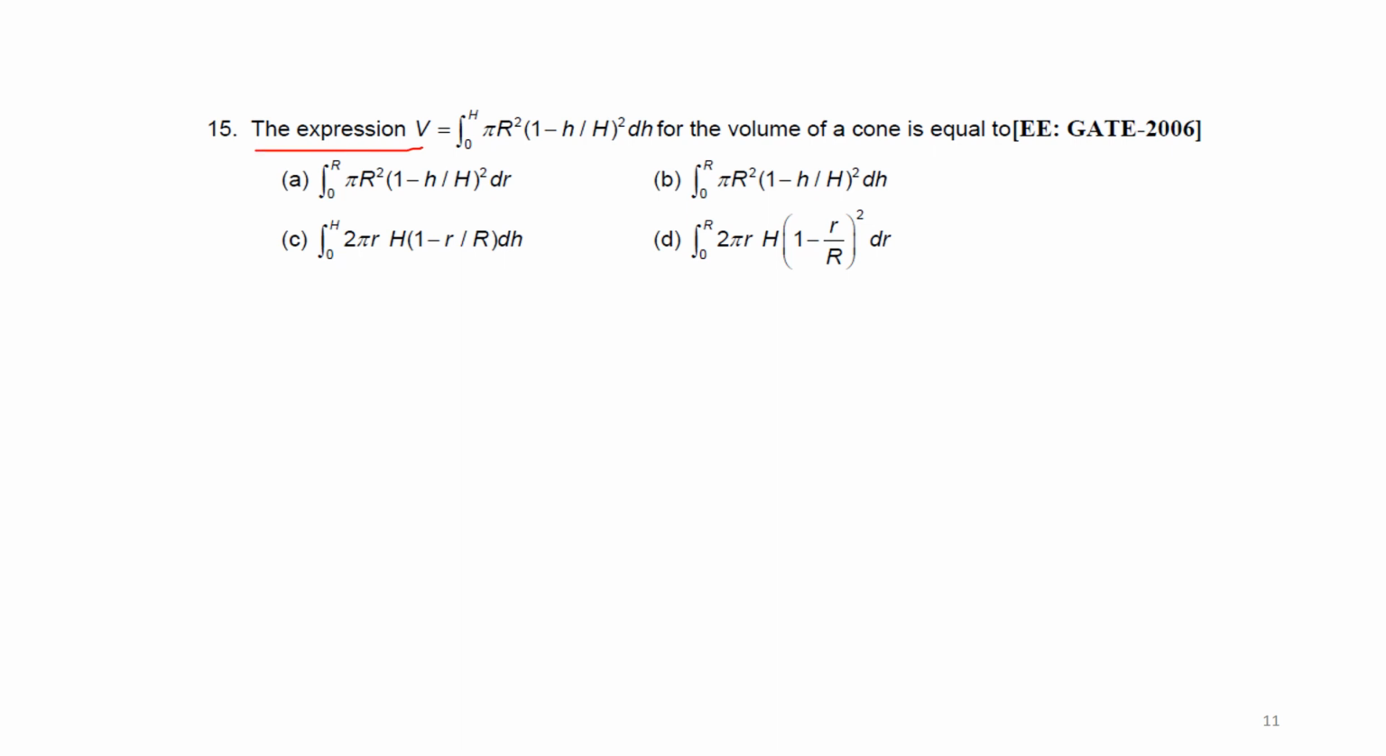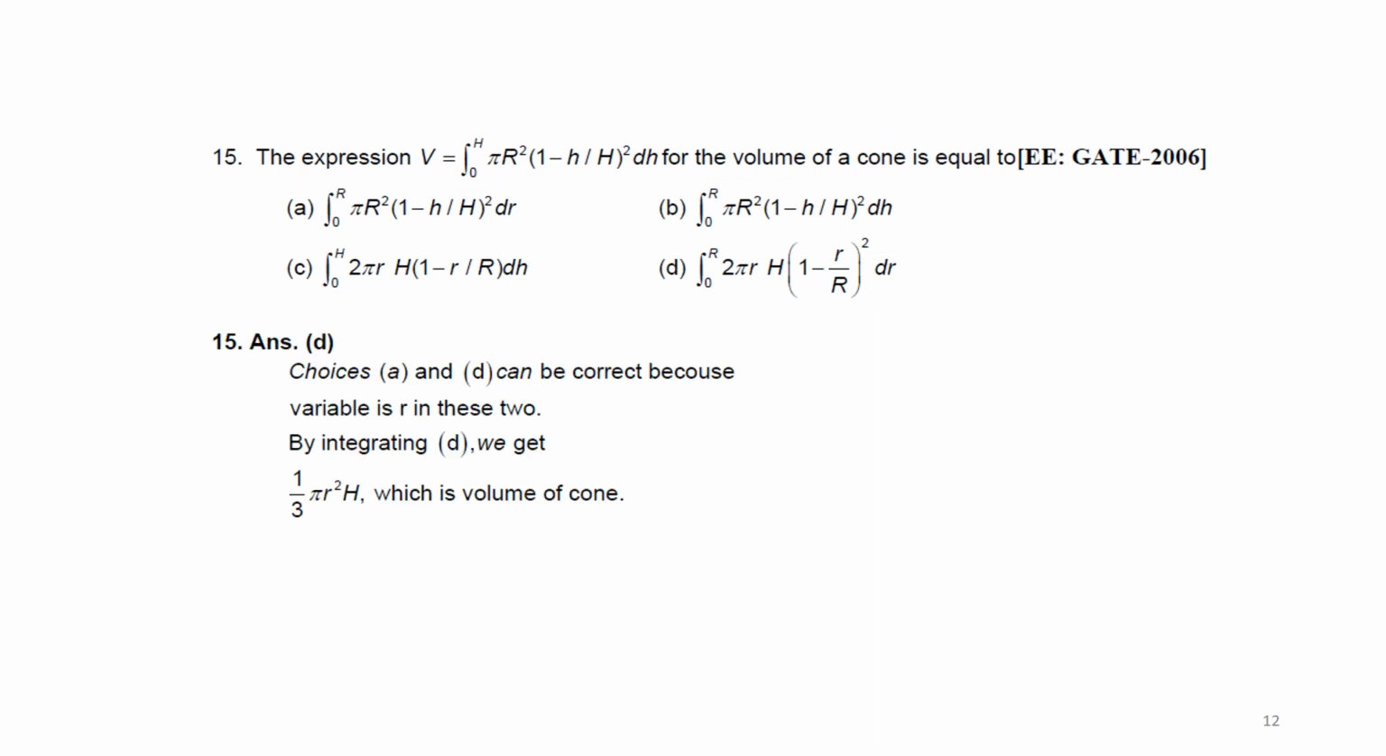The expression integral from 0 to h of pi r squared times (1 minus h by H) whole squared dh, for the volume of a cone, is equal to... See, this is actually not a direct expression. It's a standard one. So its answer will be D. Please memorize this because this is the answer. Don't do this integration and all. It's like the standard expression. You please remember this expression: integral from 0 to r of 2 pi r h (1 minus r by R) whole squared dr.